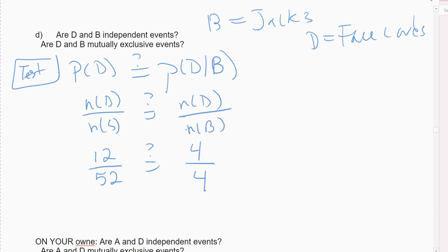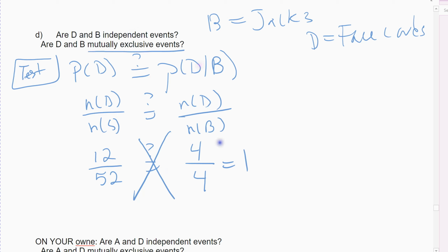Remember, 1 is perfect. We don't get them very often, but 1 means it's going to happen. If I have all of the jacks in my hand and you want a face card, you can draw any of the jacks and you're guaranteed a face card. So those are not the same, because that's 1, and obviously 12 out of 52 does not equal 1. And so, no, they're not independent.